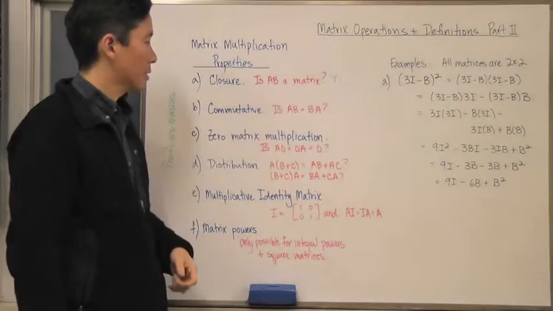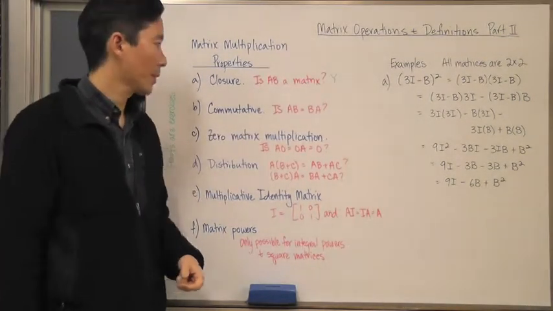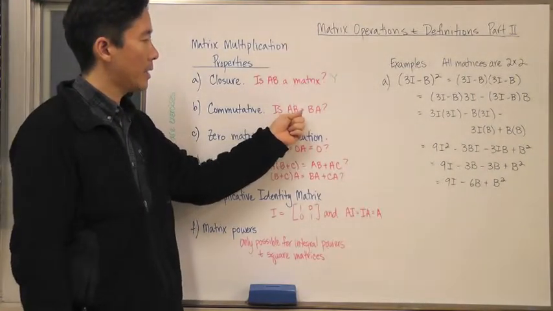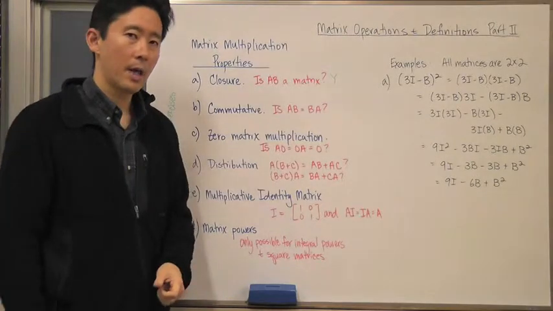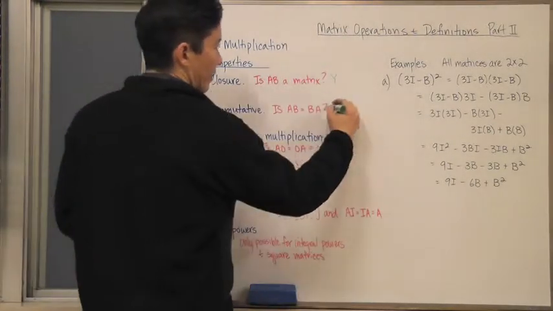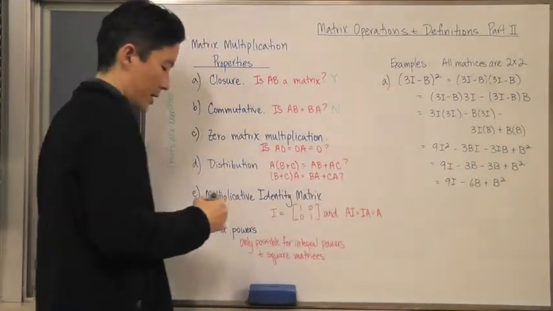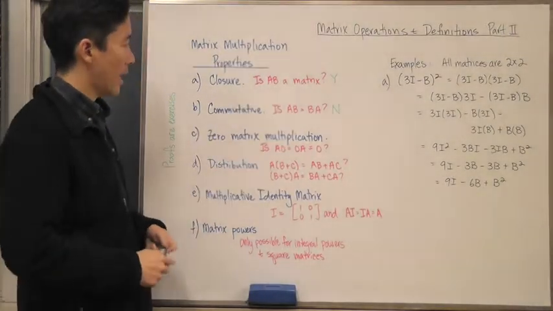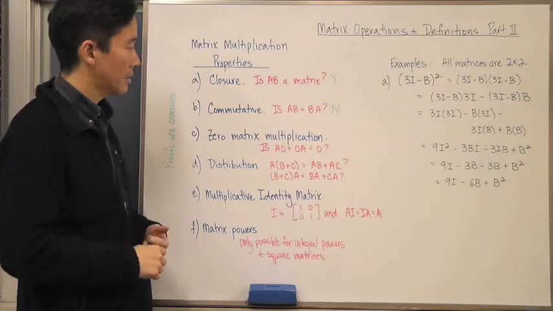Now, when we talk about the commutative property, what we're basically asking is, is AB equal to BA? And we know for a fact from previous studies that that is not true. Let's go ahead and take a look at matrix multiplication.